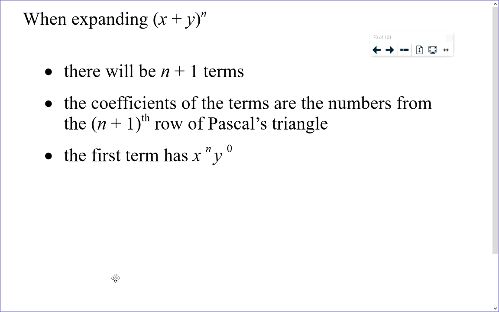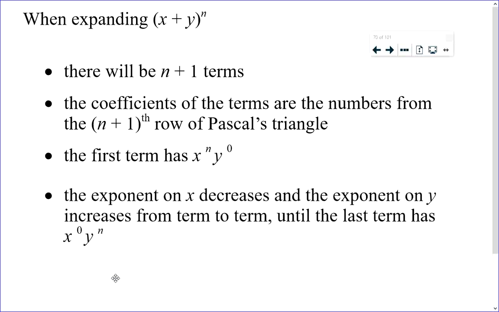The first term will always contain n for an exponent on x. So if it's x plus y to the 6, the first term will contain x to the 6, and it will contain y to the 0. Each subsequent term loses 1 for the exponent on x and gains 1 for the exponent on y until you run out of x's and you have all of the exponents carried by y.